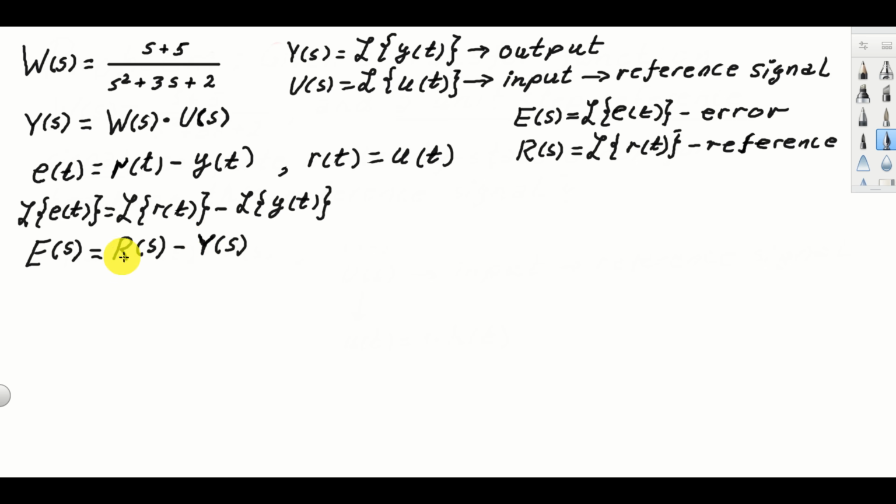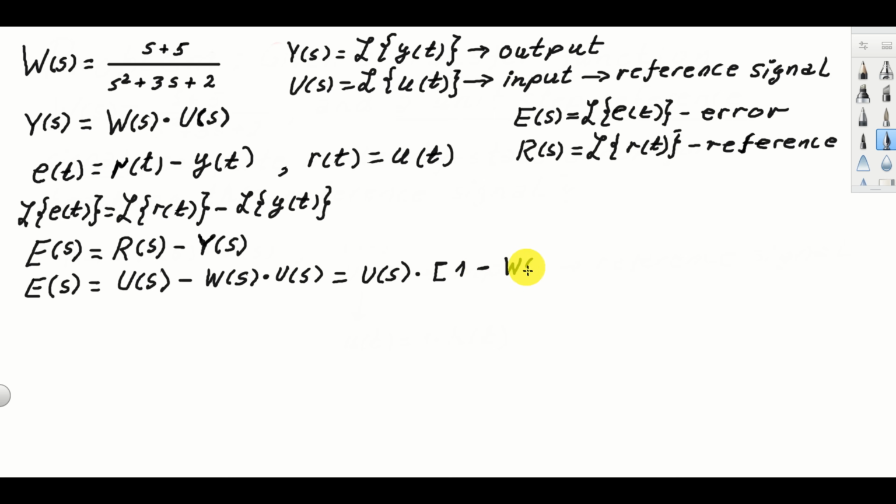Over here, instead of R of S, we can simply write U of S. And by using this relationship, we will have U of S minus, what do we have over here? Instead of Y of S, we can write W of S multiplying U of S. And consequently, over here, we will have U of S multiplying, let's see, what do we have inside of parentheses. Inside of the parentheses, we will have 1 minus W of s.